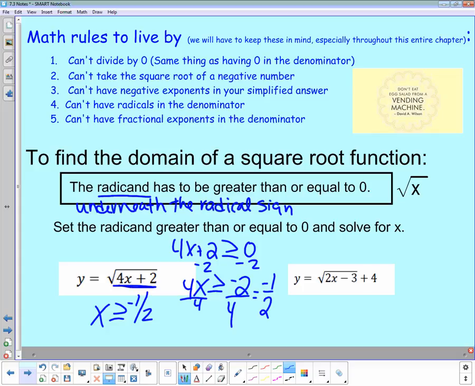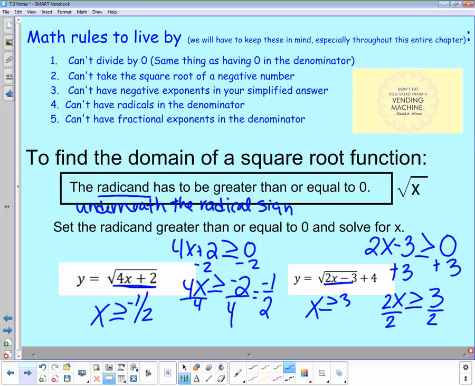Looking at our next function, we have y equals the square root of 2x minus 3 plus 4. Notice we set only the radicand greater than or equal to 0. So we're only taking this 2x minus 3 greater than or equal to 0. And then we solve for x. We add 3 to both sides, so we have 2x is greater than or equal to 3. Then divide by 2 to get the x alone. So x is greater than or equal to 3/2 is our domain for this function.